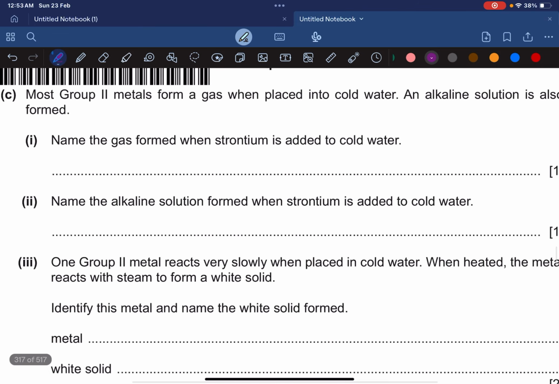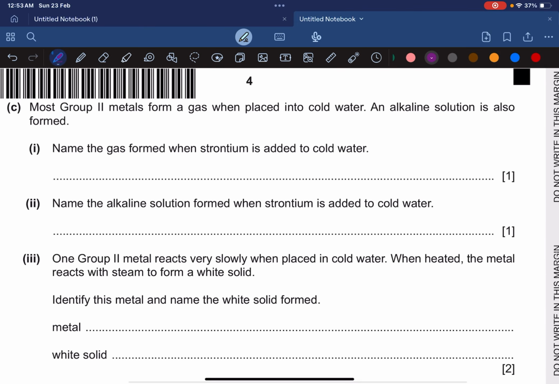Okay, let's move on. Most group 2 metals form a gas when placed in cold water, and the name of the gas is hydrogen gas. You should know metal plus water forms hydrogen gas. An alkaline solution is also formed. Name the gas formed when strontium is added to cold water. Hydrogen gas.